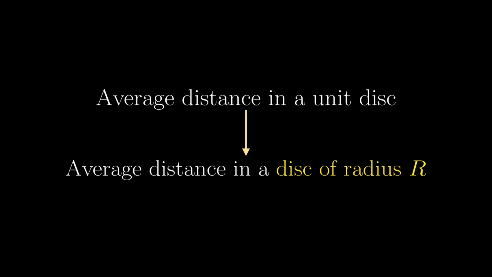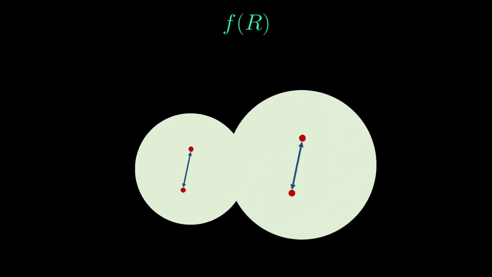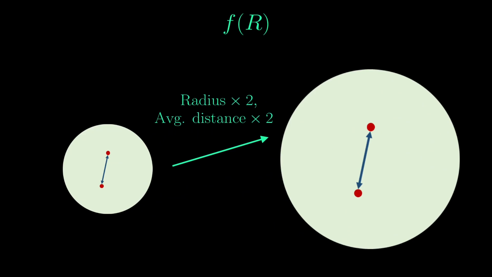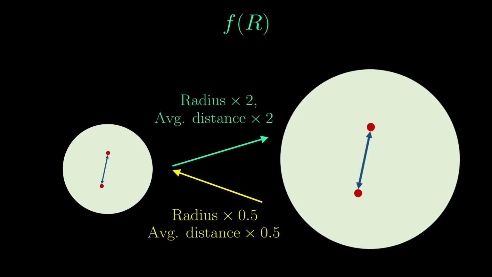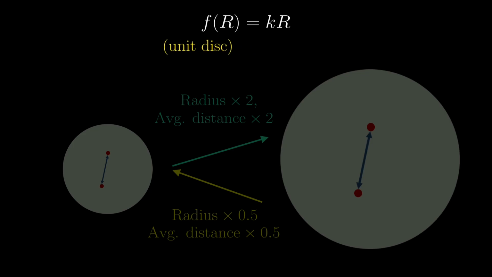The first key insight is to generalize this to a disk of radius r, not just the unit disk. The answer to this depends on r, so let's call it some function f of r. However, this doesn't actually generalize things too much, because if you double the radius, the distance should also double on average. On the other hand, if you halve the radius, the average distance will be halved. In fact, we have f of r to be proportional to r. We ultimately want the average distance in a unit disk, so we want f of 1, which is just the proportionality constant k. But here is the second key insight.